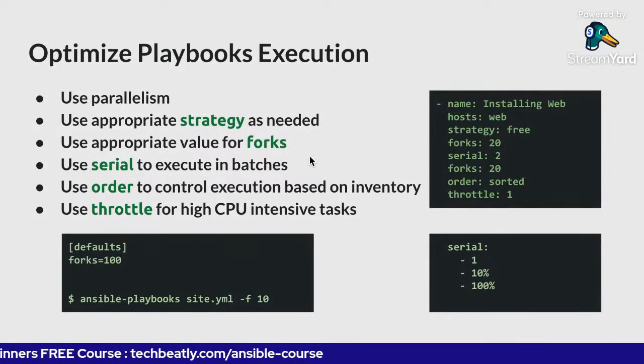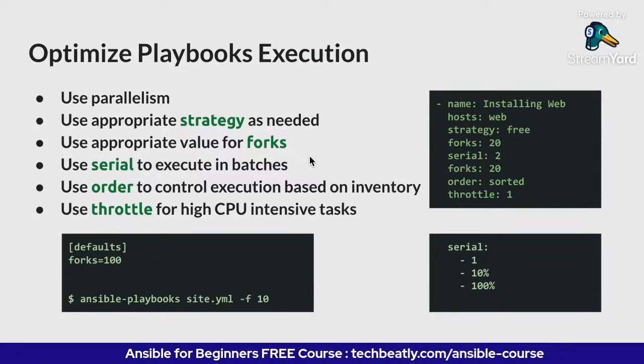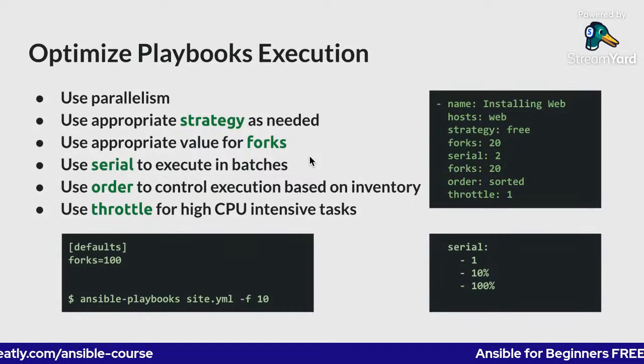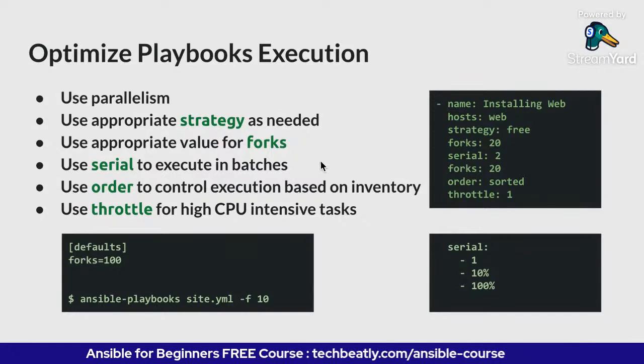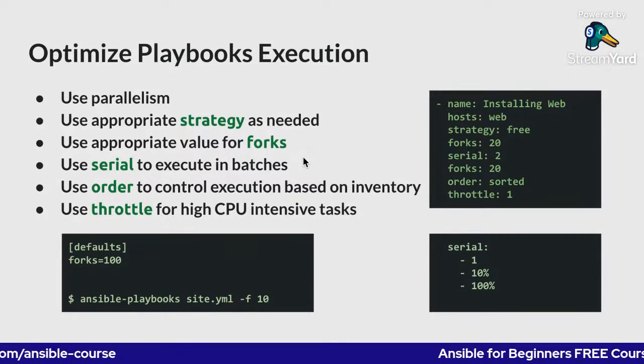Then forks is the number of connections Ansible will make when executing the playbook. Let's say by default the forks value is 5. So if you have 5 hosts, it's fine. It will just need 5 connections. But let's say you have 10 hosts and you are executing this playbook, Ansible by default, if you don't change the forks value, will execute the first 5, I mean the first 5 SSH connections. Then it will wait for those to complete. Then it will do the next 5 like that.